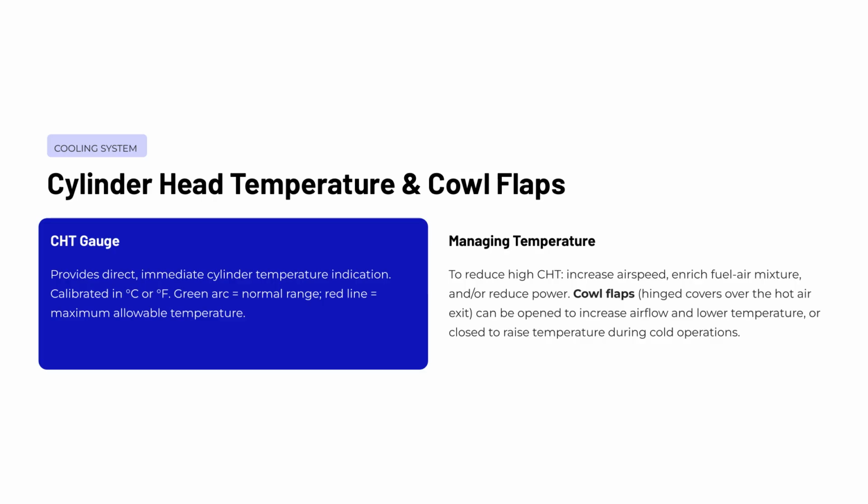The cylinder head temperature gauge, or CHT gauge, gives you a direct and immediate reading of how hot your engine cylinders are running. It's calibrated in either degrees Celsius or Fahrenheit depending on the aircraft. And like other engine instruments, it uses a green arc to indicate the normal operating range and a red line to mark the maximum allowable temperature you must never exceed. Managing cylinder head temperature is an essential part of engine management.